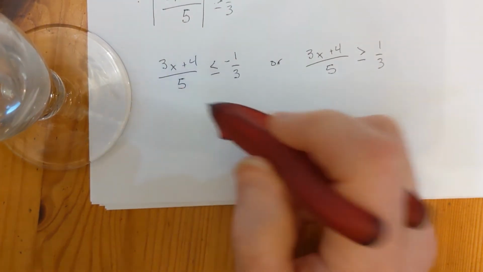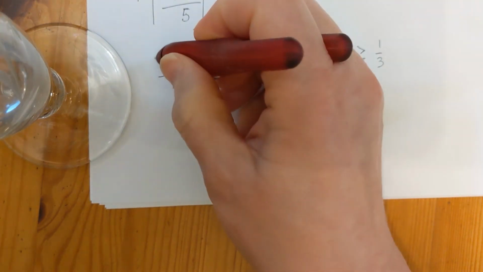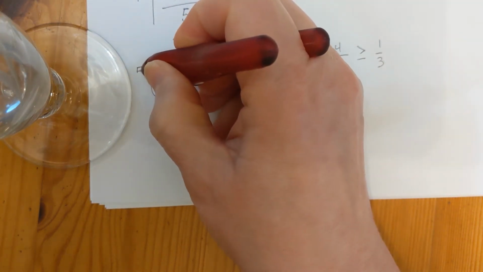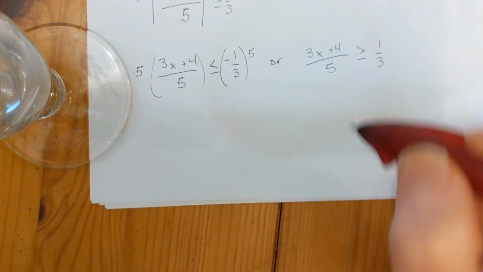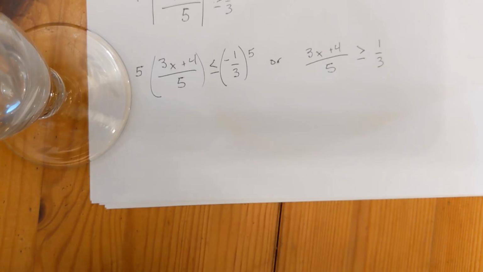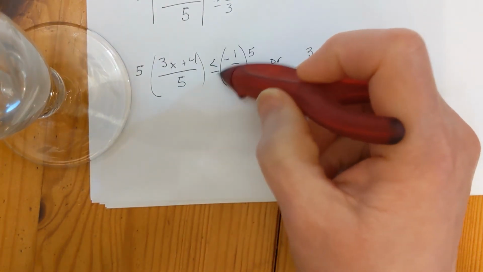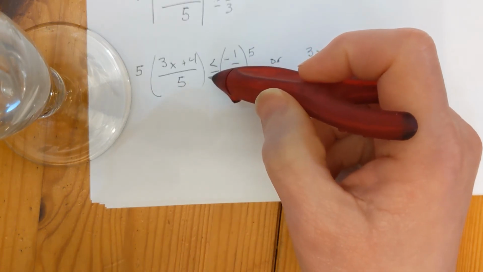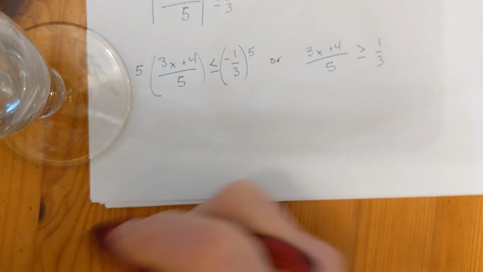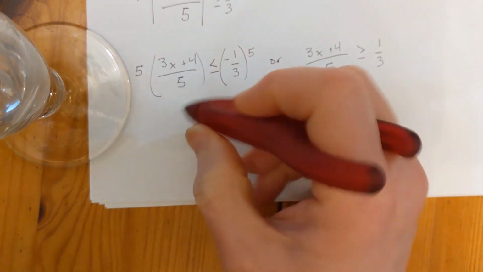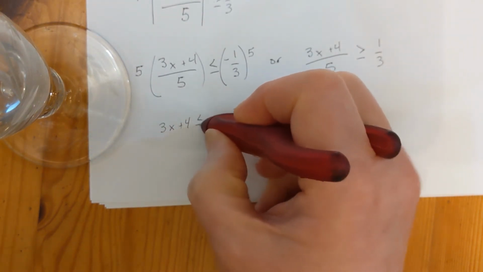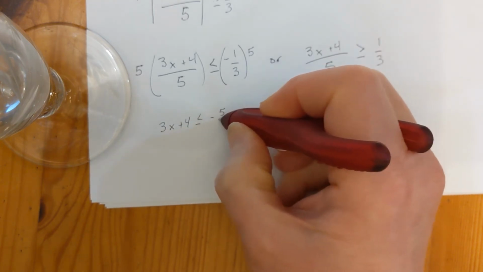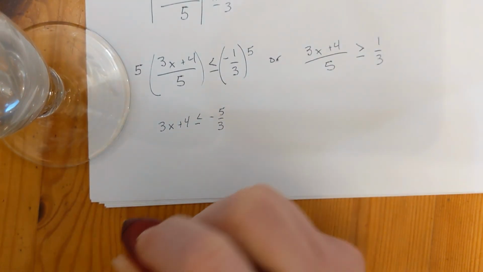To get rid of this fraction, I've got to multiply by 5. If I multiply one side of the inequality by 5, I multiply the other side by 5. If I were multiplying by a negative, I would have to change the direction of the inequality. Whenever I multiply or divide by a negative, I change the direction of the inequality. This gives me 3x plus 4 is less than or equal to negative 5/3. It's all right to have fractions.